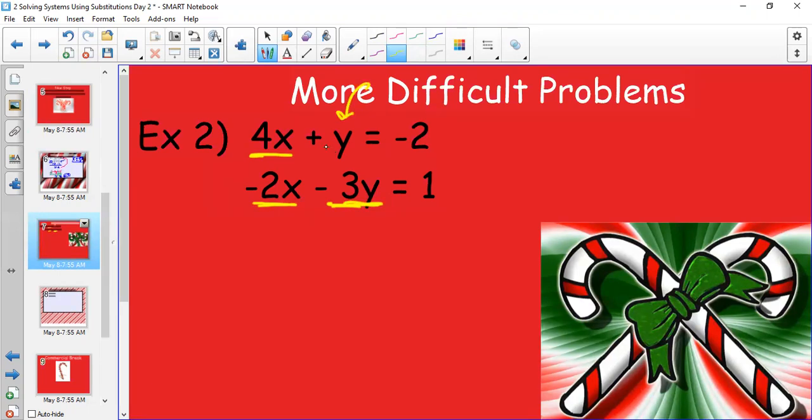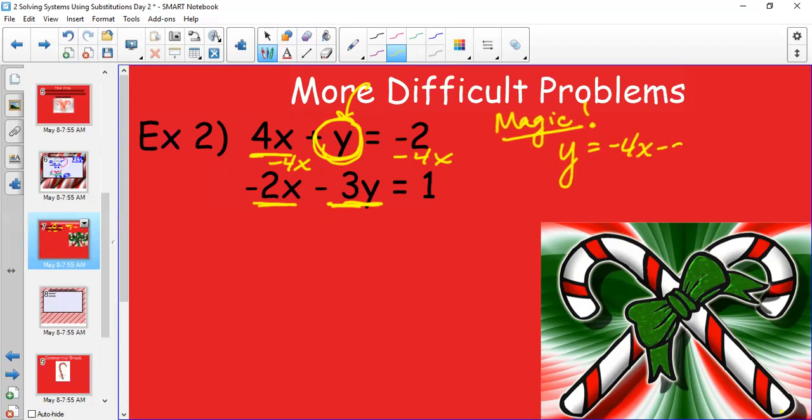Okay, so I want y by itself. So to get y by itself, that 4x has to go to the other side. And I can, just like putting it in slope-intercept form, subtract that 4x to the other side. So our magic equation, and that's what we're basically doing, is creating that magic equation, is going to be y equals negative 4x minus 2. And that's the only step that's really different from yesterday.